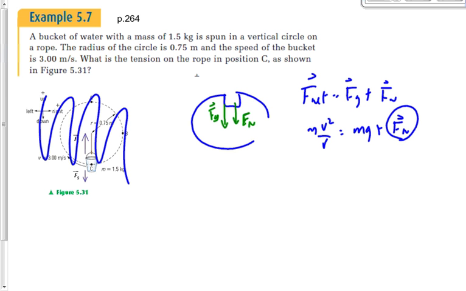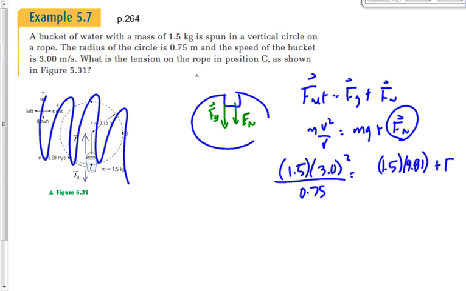Can we cancel out mass here? Doesn't appear in every term, so we can't cancel it. Mass is 1.5 kilograms. V is 3. R is 0.75. We'll worry about positives and negatives in just a moment. M is 1.5 times 9.81 plus Fn. Let's worry about positives and negatives now.